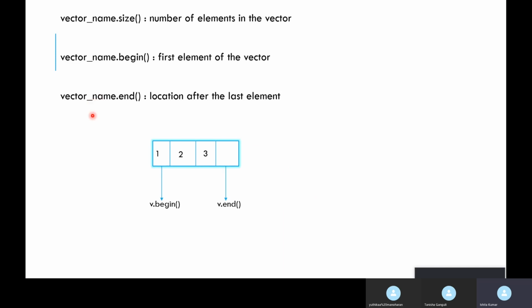Now there are a few more common methods here. Size will give you the number of elements in the vector. Vector dot begin would give you the first element of the vector, and in this case it's 1. And vector name dot end will give you the location after the last element. So we are not going to be pointing at 3 here. We'll be pointing at this location that is right next to 3. So this.